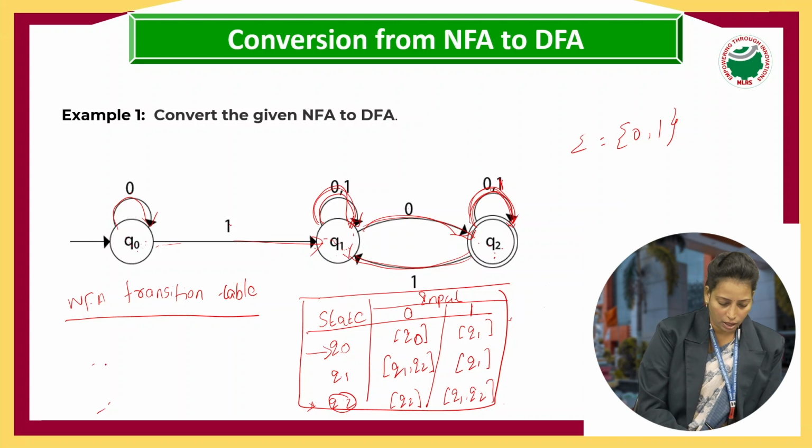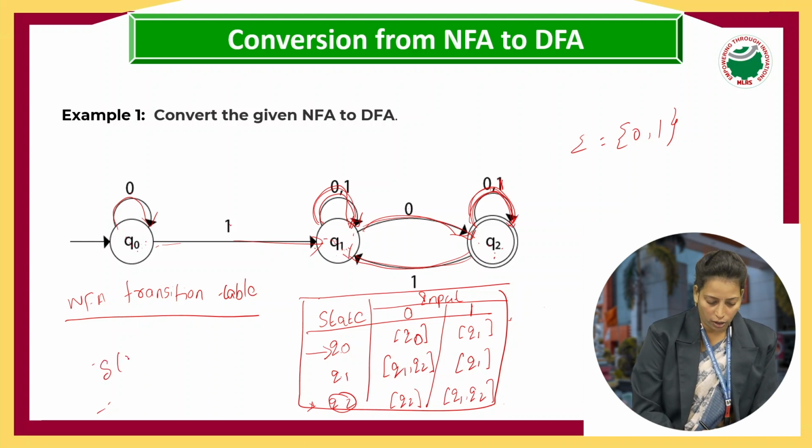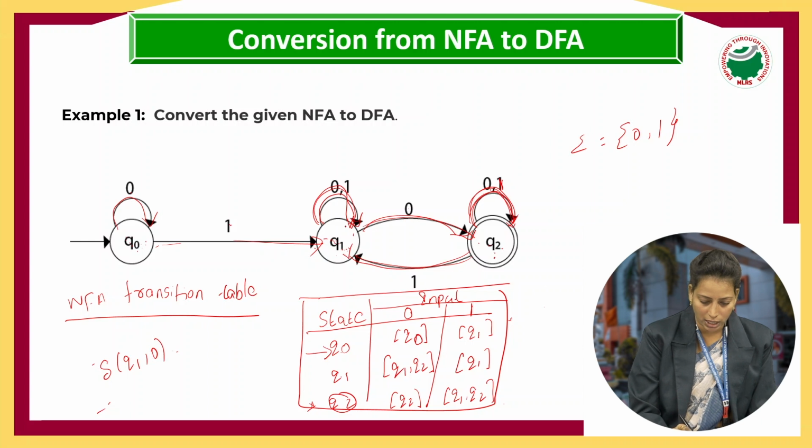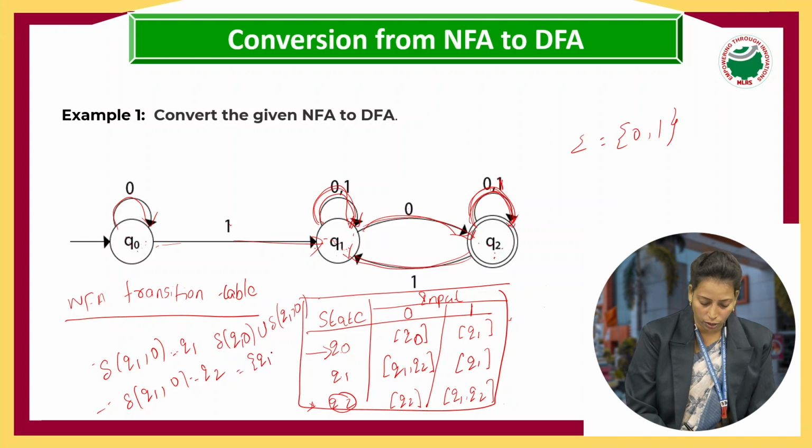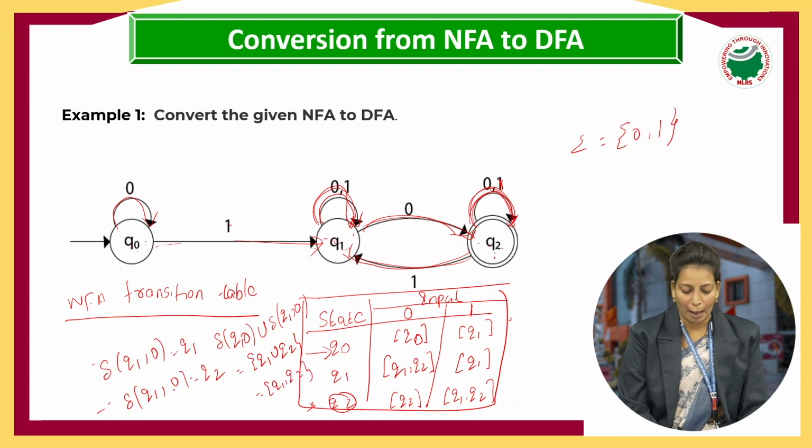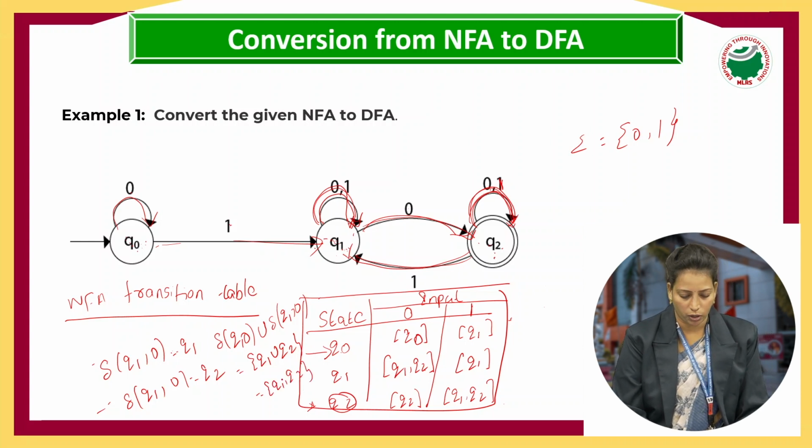The mapping function can be written as delta of Q1 of 0, it is Q1. Next, delta of Q1 of 0 also moves to Q2. How can it be written? Delta of Q1 of 0 union delta of Q1 of 0, that means Q1 union Q2, that means Q1 comma Q2. This is the mapping function for the NFA. This is the transition table for the NFA transition diagram.